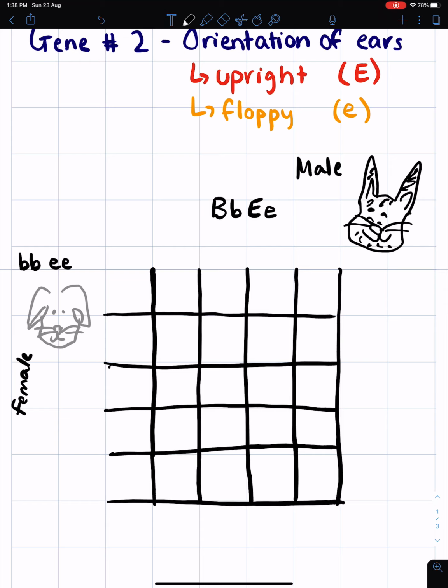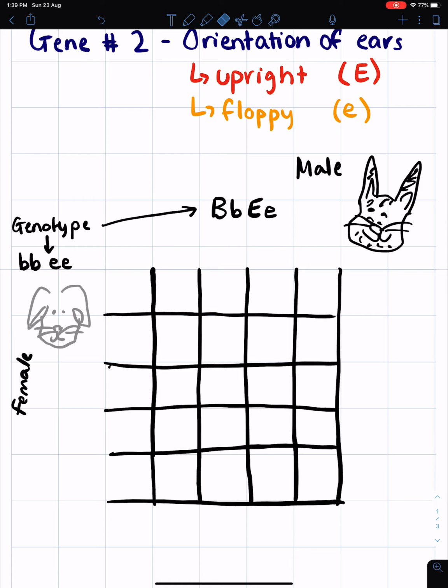Alrighty, so this is our dihybrid Punnett square. I might just make a note there that this is their genotype of our two individuals. So what we've first of all got to figure out is what are the possible allele combinations that are going to be segregated into the gametes of these two bunnies.